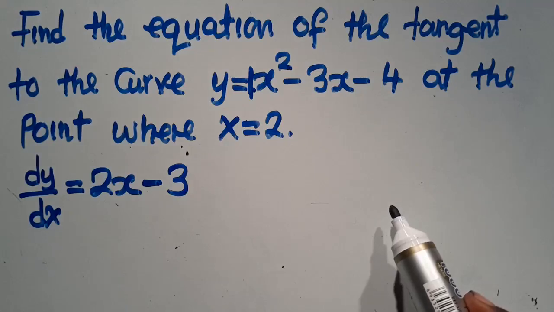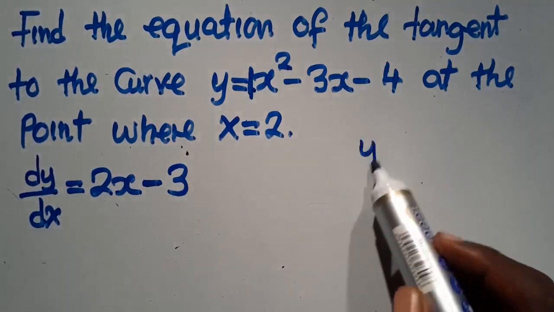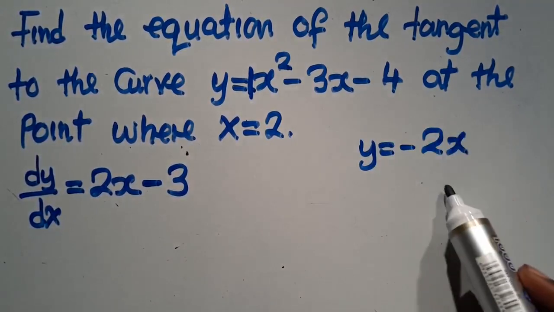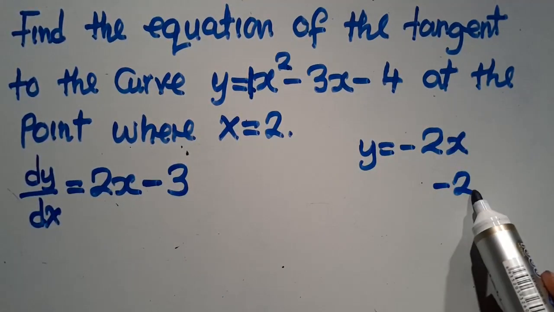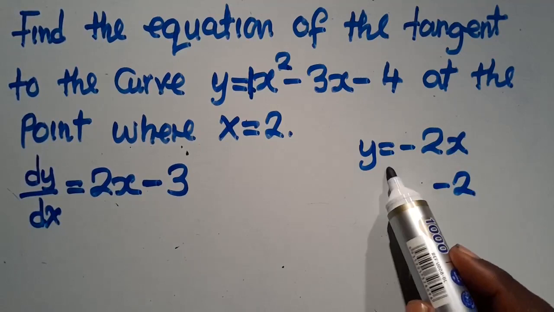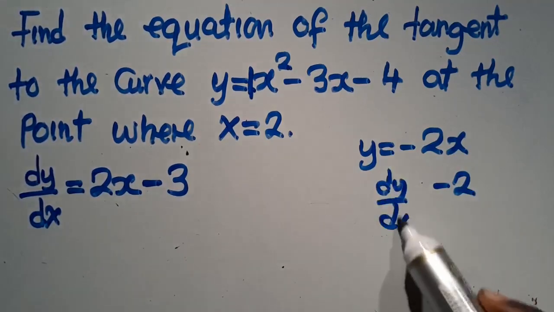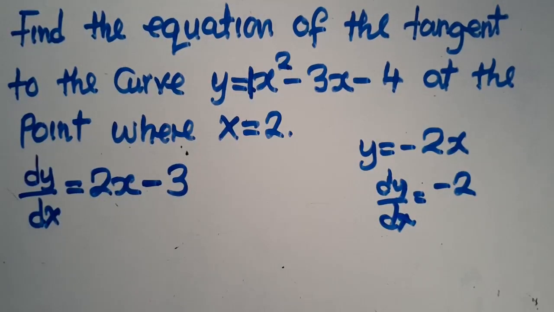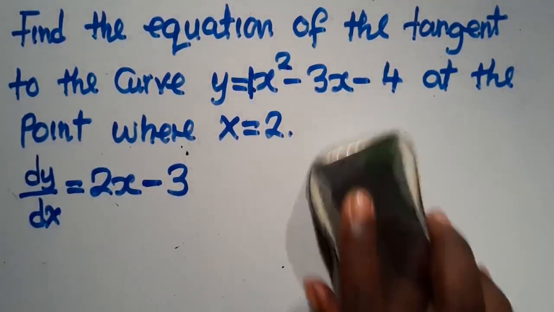This one we've been doing. If you are told to differentiate y is equal to negative 2x, the answer is just negative 2. That is the derivative. dy dx, it is just negative 2. You forget about the x. Hope everyone is clear on that.